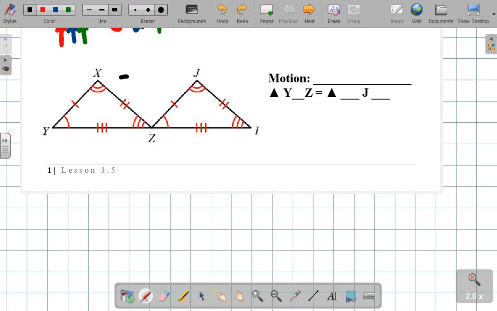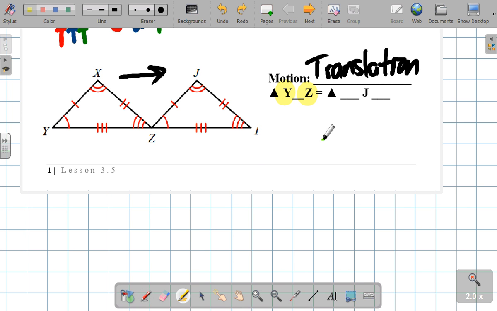Your motion here is a slide, which is translation. And now you have to do a little bit like a game of Clue, by process of elimination, figuring out what the missing pieces are. So we have a Y and a Z. So you can see we're working in the left. So our missing point, therefore, is X.